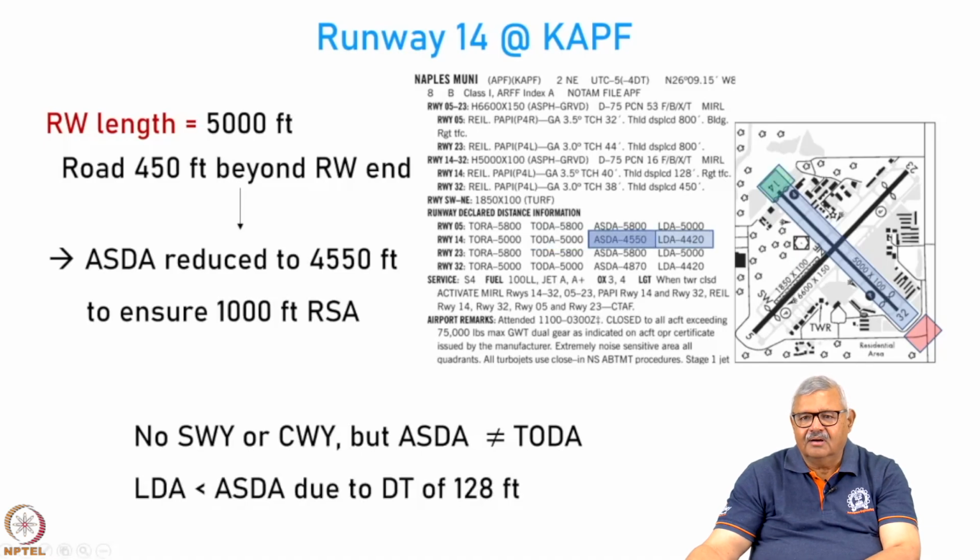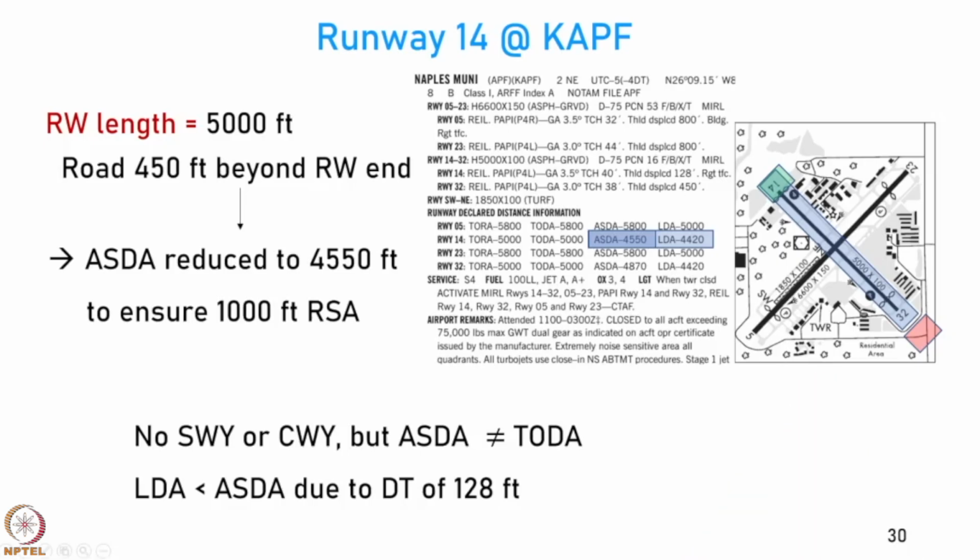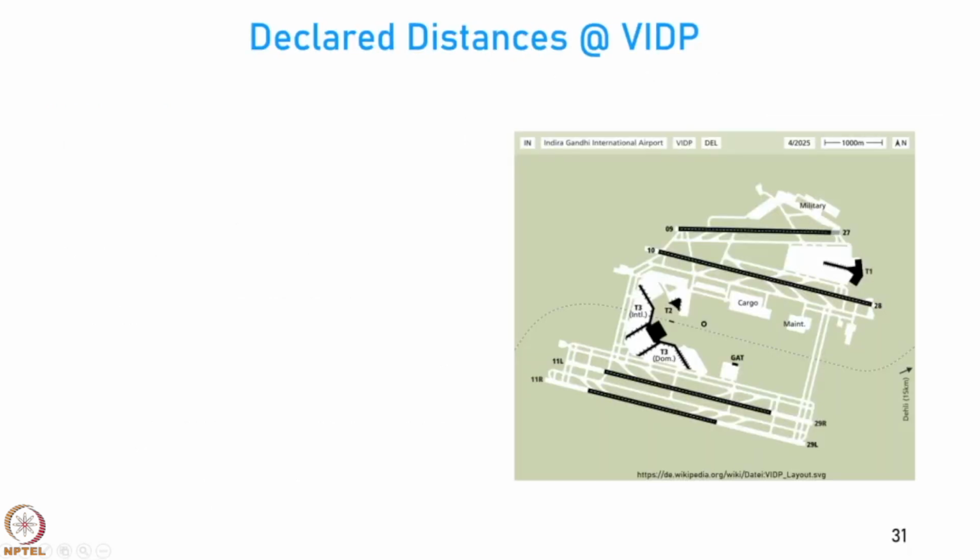And by the way, there is also a displaced threshold. Because of that, ASDA is further reduced to 4420. It is further reduced because of the displaced threshold. So, this is an example of a negative stopway to accommodate the 1000 feet RESA requirement.